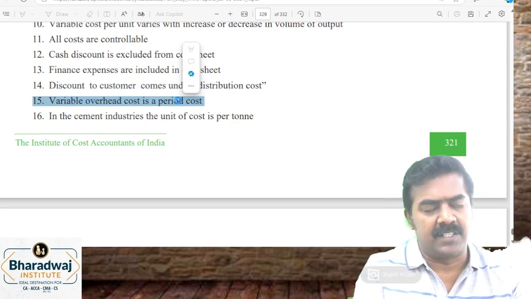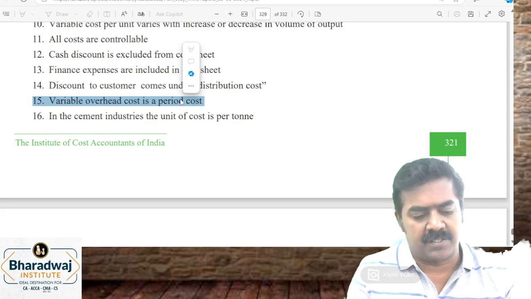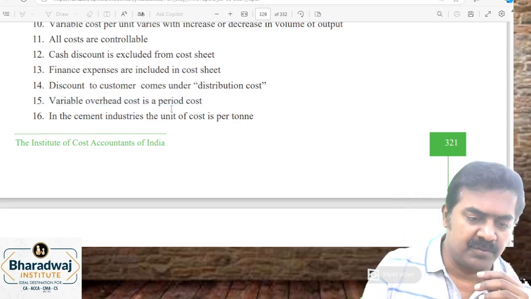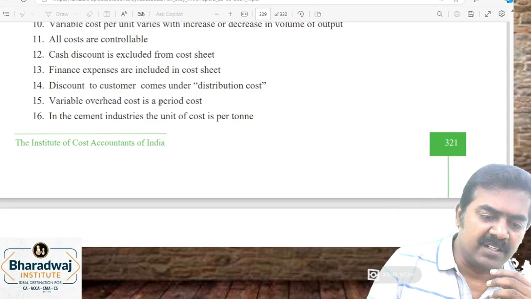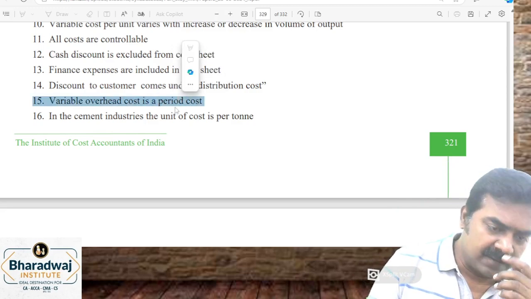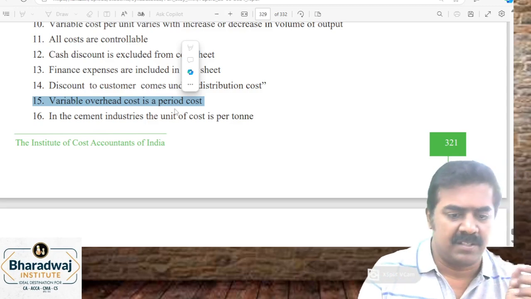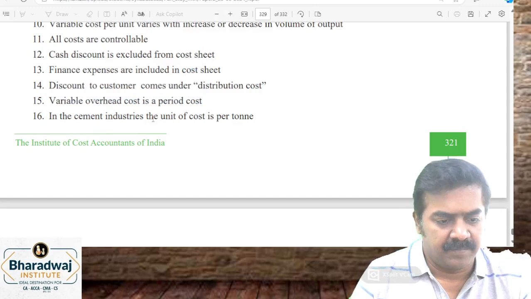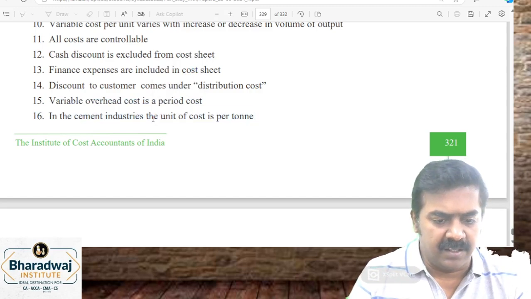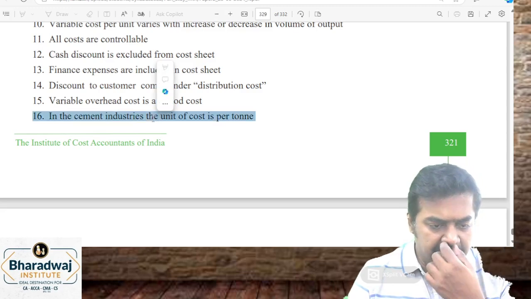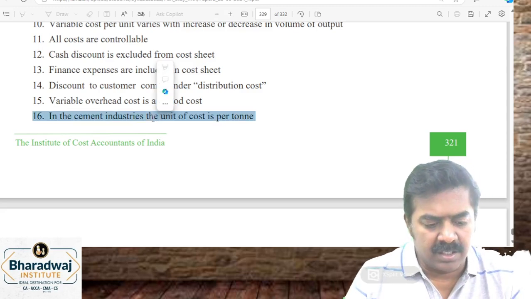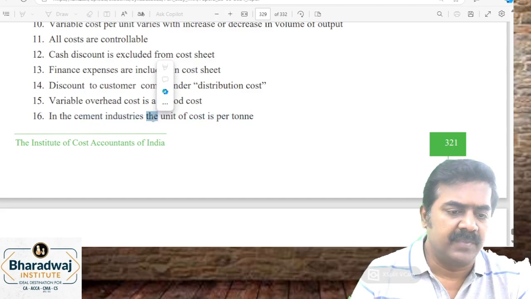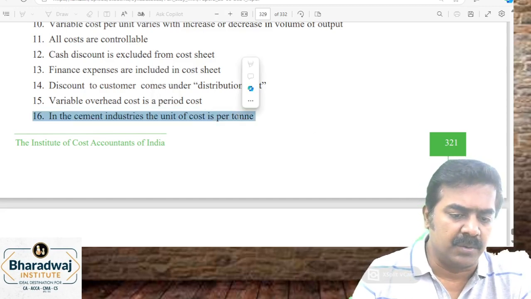Variable overheads. Is it a period cost or unit cost? Unit cost. False. Period cost or the fixed cost? False. Variable cost is called unit cost. Period cost is known as which cost? Fixed cost. Cement industry, they work out cost per ton. True. They work out cost per ton. True.